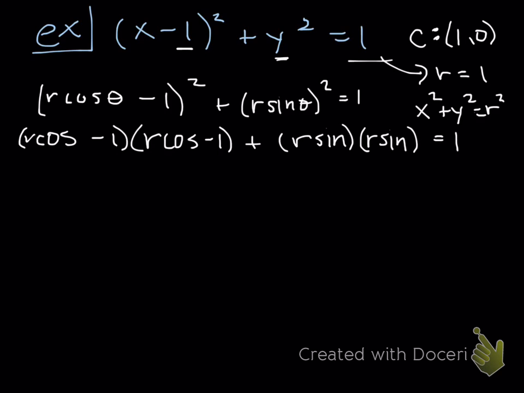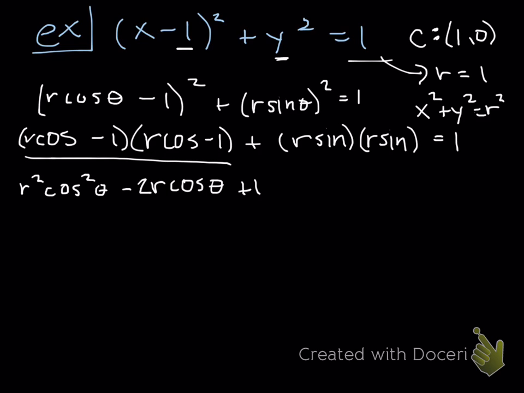So when I multiply these, for the left-hand one, I have to FOIL or box. So if you're a boxer, put these two quantities in the box. If you're a FOILer, go ahead and FOIL. So when I get this answer, I get r squared cosine squared of theta. If you want to pause the video and try it on your own, go ahead. Notice the cosine is what's squared, not the theta. My inner and outer terms are going to be exactly the same, so I'll have two of them. So I'll have minus 2r cosine of theta, and then I'll have plus 1. Over here, r sine times r sine will be r squared sine squared of theta, and this is equal to 1.